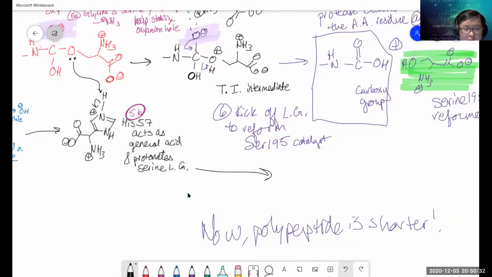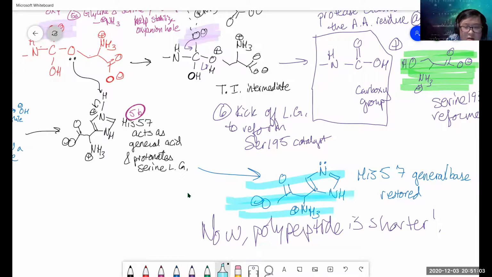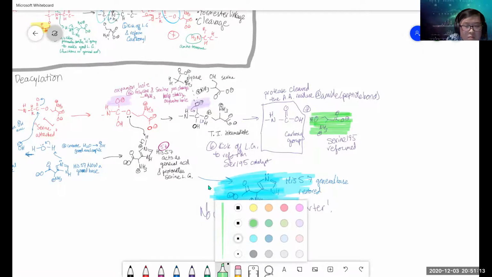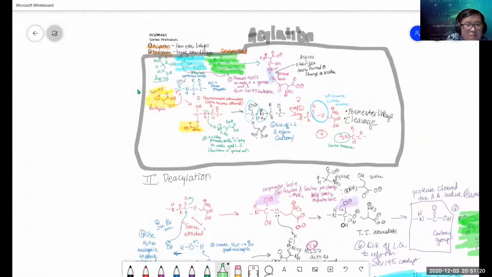But basically, let's use a different color for the histidine. Sorry for messy handwriting. His 57 restored. So it's now a general base and it's restored, so we check that. Okay, so we have serine and histidine, but what about the, sorry, it's in yellow here.